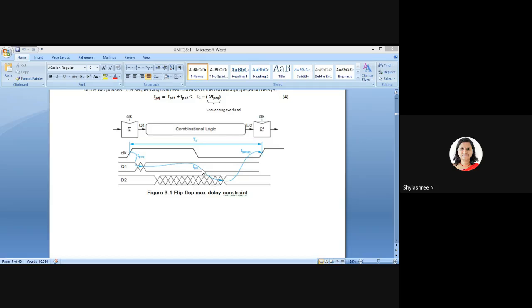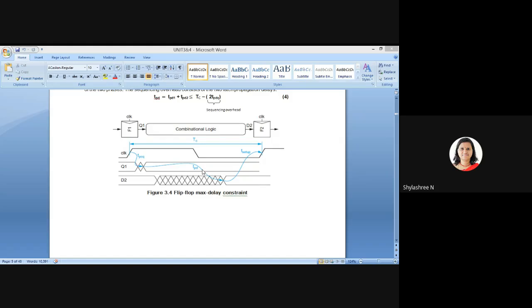So I may say that, okay, this clock period, 1000 nanoseconds, it's not sufficient. So I will increase the clock period to 1200 nanoseconds. So I can avoid the setup time failure or a maximum delay failure by redesigning the combinational logic to be faster or by increasing the clock period.